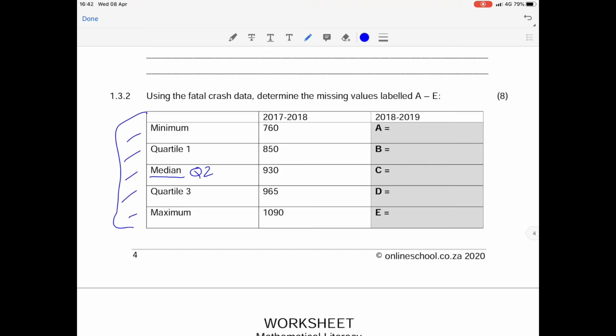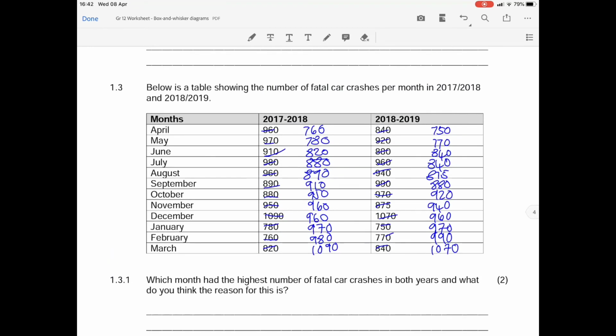In other words, you are asked for the 5 numbers that make up the box-whisker plot for this data. Now, in order to complete this, you need to order your data in such a way that it runs from minimum to maximum. We needn't have done it for the year 2017-2018, but I've done it anyway, where you have ordered your data from the minimum value to the maximum value.